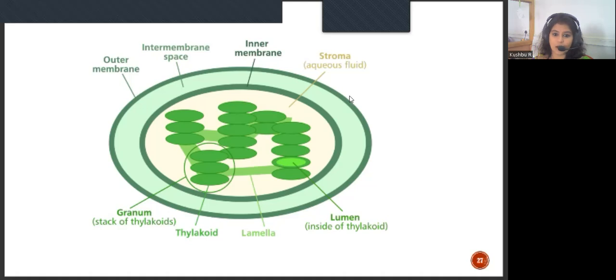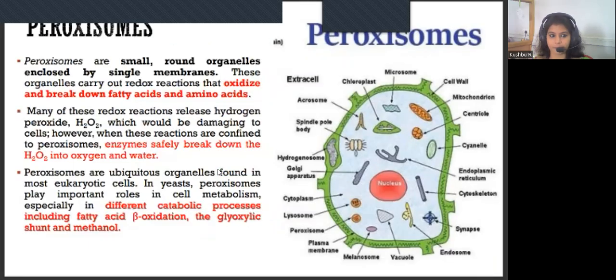As we discussed, it has the outermost membrane and the inner membrane. Inside the inner membrane is the stroma, and it has a pile of coins, a stacking up of coins arranged. That is nothing but your thylakoids. Each coin is called a thylakoid. Together, the stack of thylakoids is called a granum, or grana. Inside your thylakoid is the chlorophyll pigment.